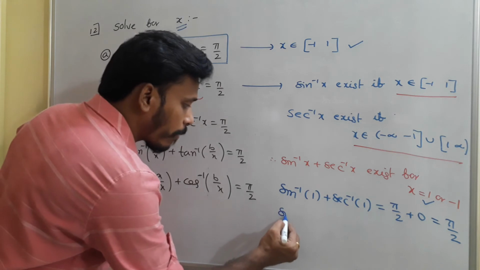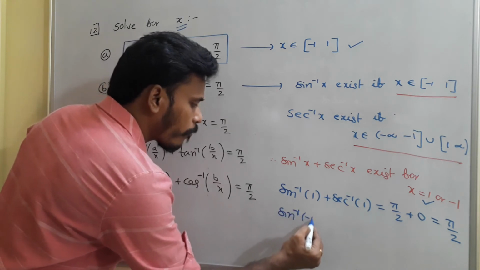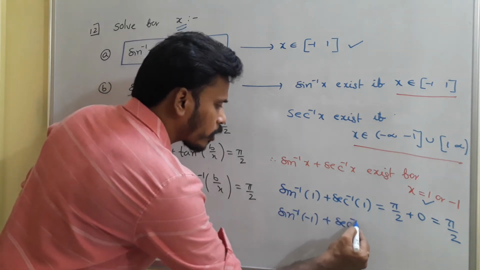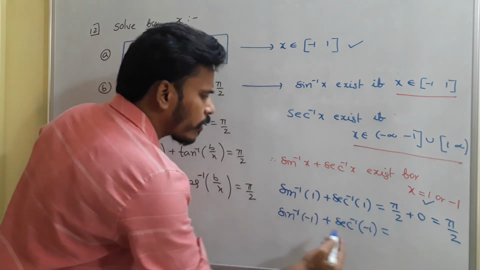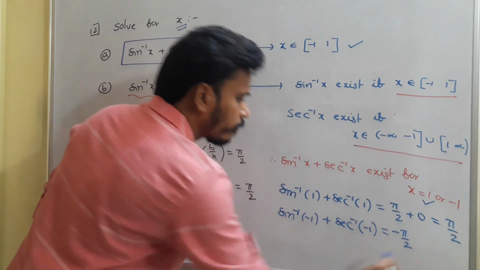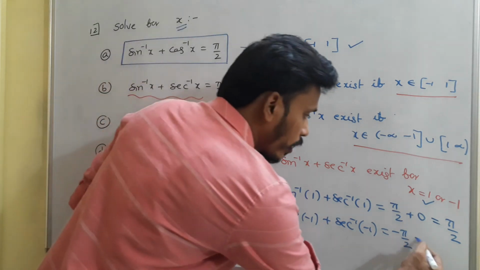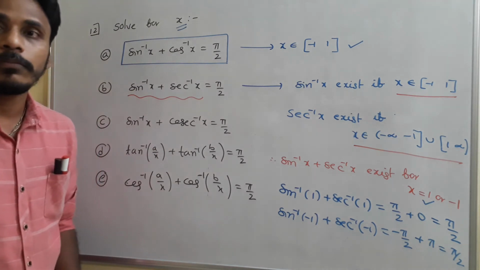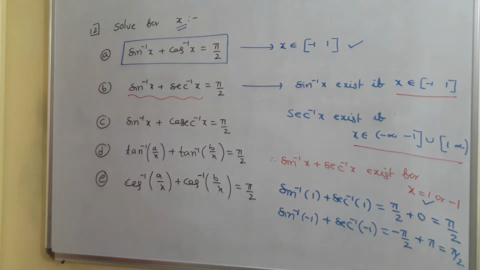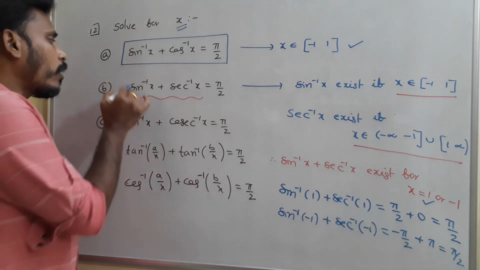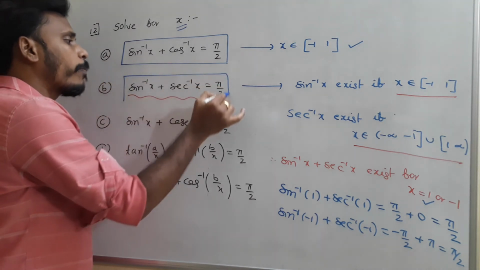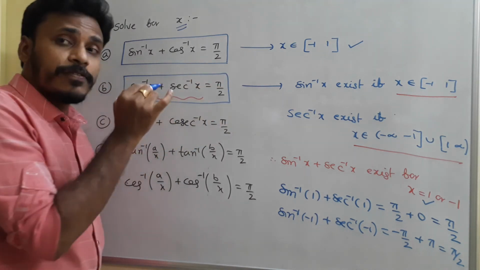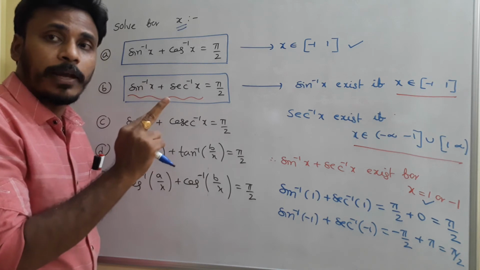So this 1 is acceptable. Then you need to check for -1. Sin inverse of -1 plus secant inverse of -1. See, sin inverse of -1 is minus pi by 2, and secant inverse of -1 is simply pi. Pi minus pi by 2 is again pi by 2. So when you check for the values of x for which sin inverse x plus secant inverse x is equal to pi by 2, first of all we need to check the validity of the problem. The question is valid only for two values, 1 or -1.